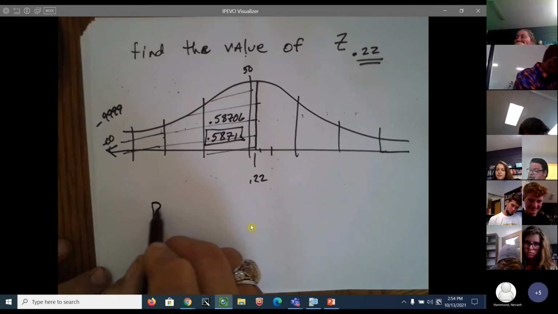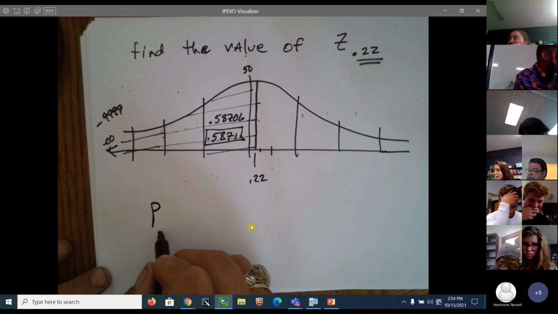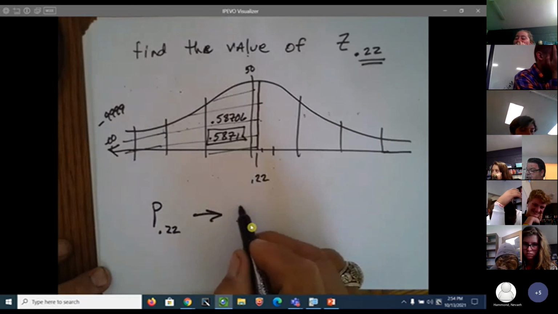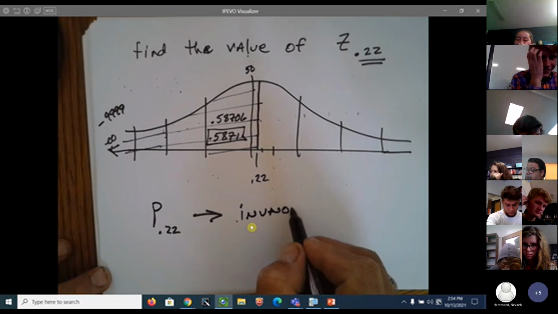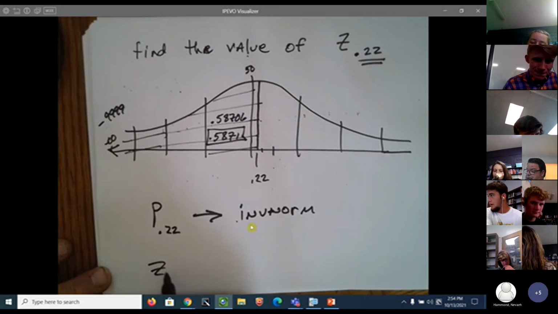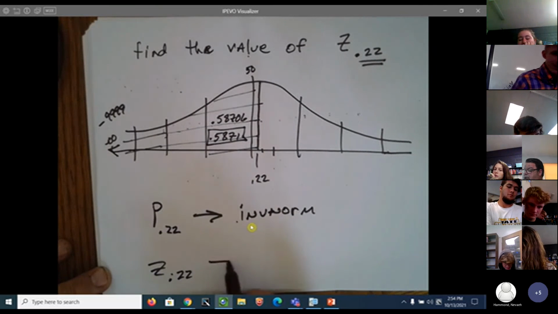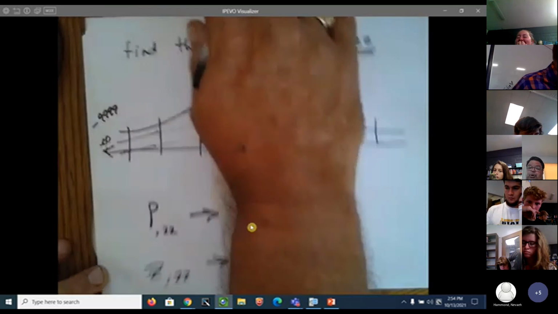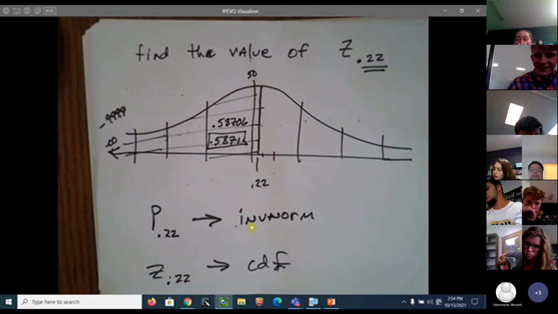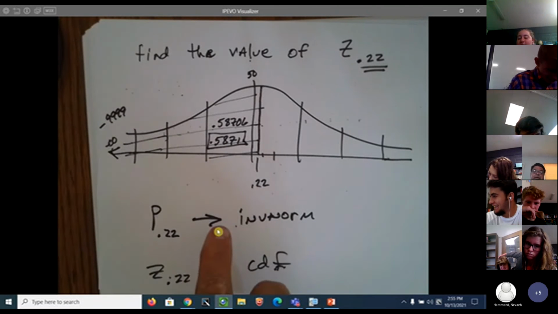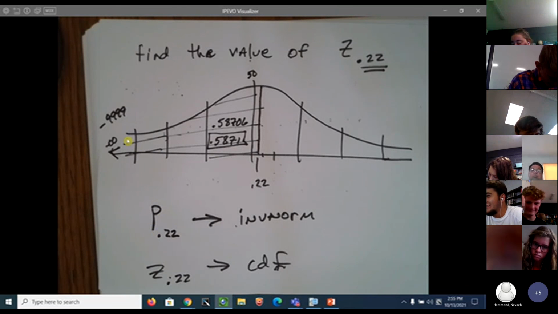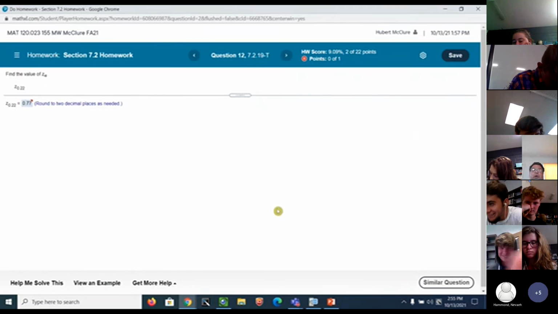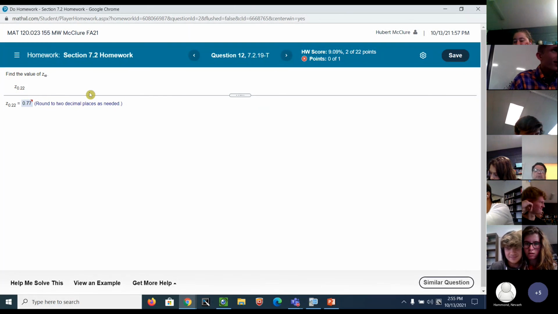If you've got a percentage, it's supposed to be P sub 0.22, and there you use the inverse norm. Z sub 0.22 means that your Z-score is 0.22 and you use CDF. I disagree with the book on this. So that's the way it's supposed to be. Because why would you give me a Z-score if that was a percentage? Why would you do that?